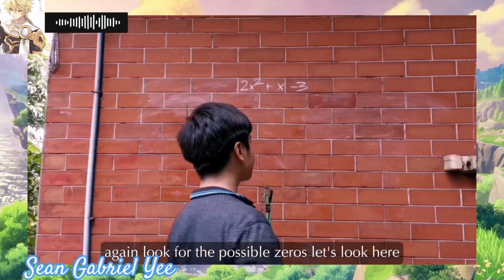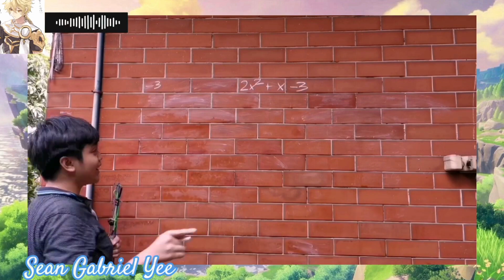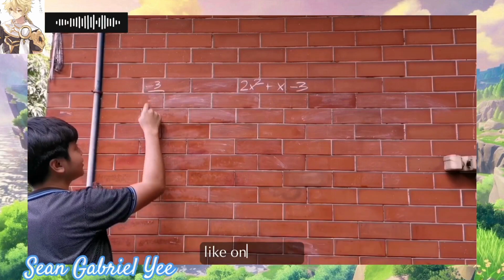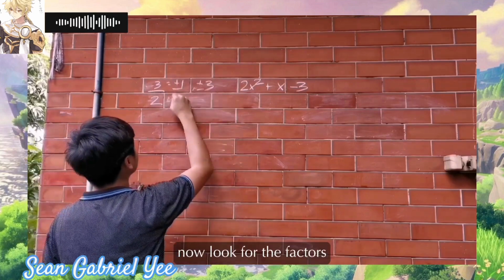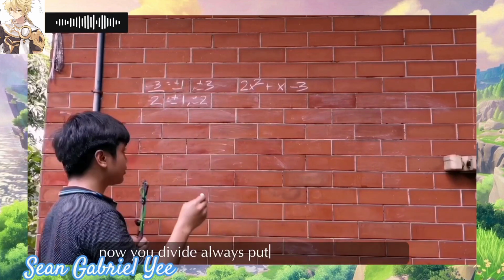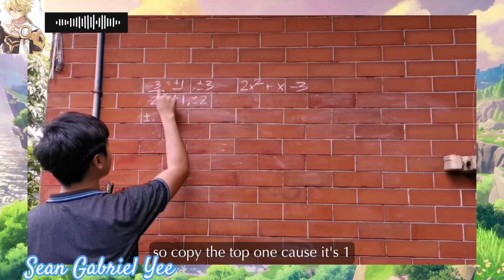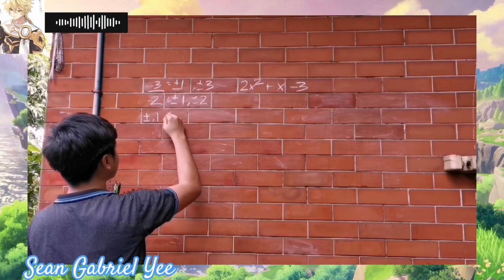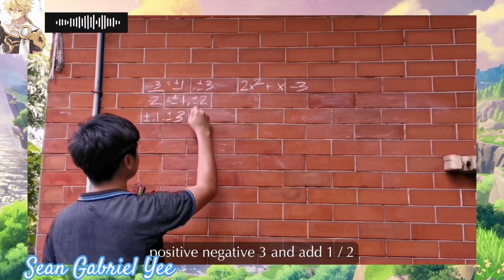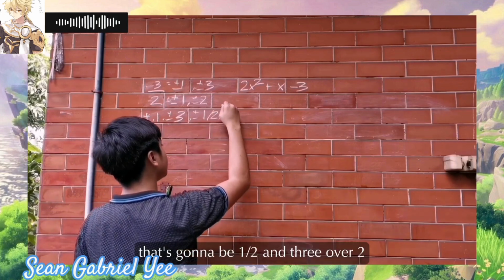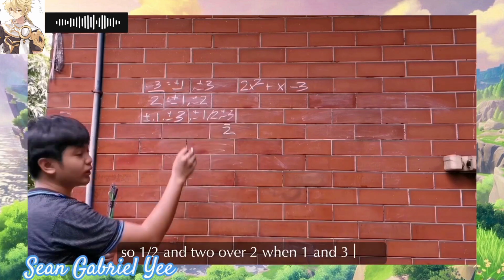Again, look for the possible zeros. Let's do it here. So P over Q, P is negative 3. Oh, I forgot. Don't add any signs when you're looking for the possible zeros, like on this one. Now Q is 2. Now look for the factors. Now do divide. Always put the fraction line. Don't forget the fraction line. So copy the top one because it's 1. It's always going to be the same one. Positive, negative 1, positive, negative 3, and add 1 divided by 2. That's going to be 1/2 and 3 over 2. Positive, negative 3 over 2. So 1/2 and 3 over 2, along with 1 and 3.